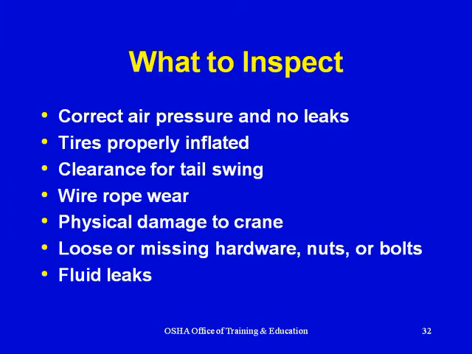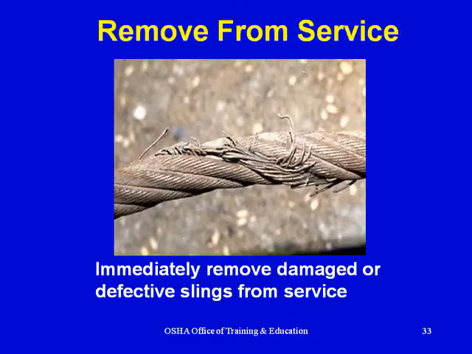What to inspect? Correct air pressure and no leaks. Tires properly inflated. Clearance for tail swing. Wire rope wear. Physical damage to crane. Loose or missing hardware, nuts or bolts. Fluid leaks. Remove from service.